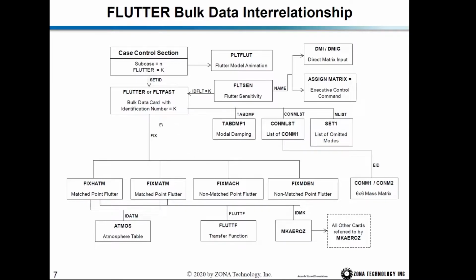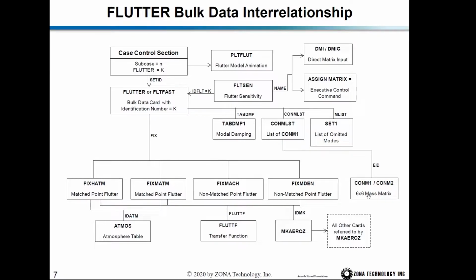In the Flutter card, you also can refer to the TAB-DMP1 card to list out the modal damping as a function of natural frequencies. And it also refers to a count name list card. In the count name list card, you list out the IDs of the count name 1 and count name 2 cards, and those two cards are identical to the NEXT STRAND card, and define a 6x6 mass matrix. This is called the mass perturbation method.